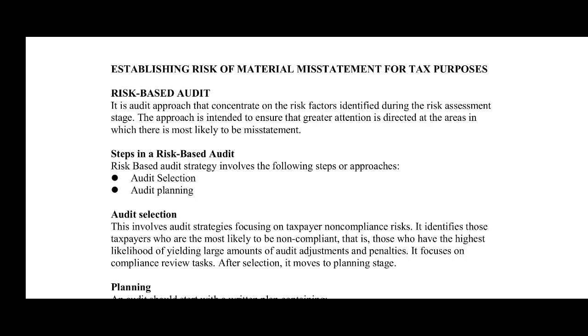Okay, so in this session, we'll be looking at establishing risk of material misstatement for tax purposes. So we are looking at audit risk and risk assessment. Now, first of all, we have to look at what we call a risk-based audit.